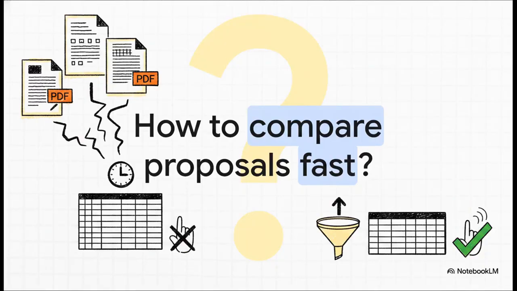So picture this totally common scenario. You've just received 3 different vendor proposals as PDFs, right? And each one is 15 pages of incredibly dense, dry contract language. The pricing structures are all over the place, the delivery timelines are buried deep in totally different sections, and your boss needs a clean comparison table by the end of the day.